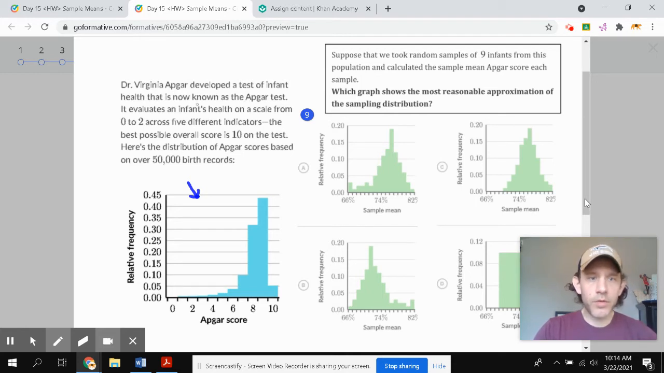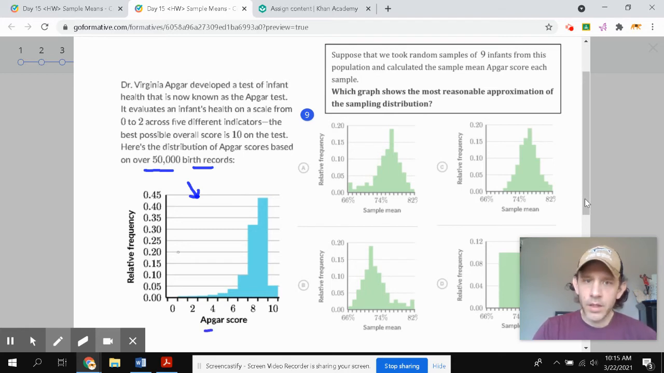Okay, if we read through here, Dr. Virginia APGAR developed a test of infant health that is now known as the APGAR test. It evaluates an infant's health on a scale from 0 to 2 across 5 different indicators. The best possible overall score is 10 on the test. Here's the distribution of APGAR scores based on a population of over 50,000 birth records. Okay, so that's our population.